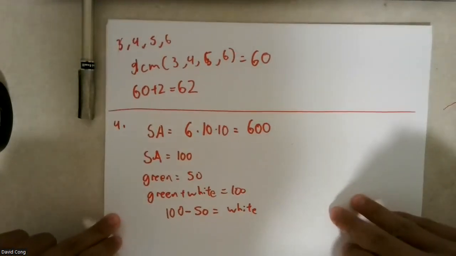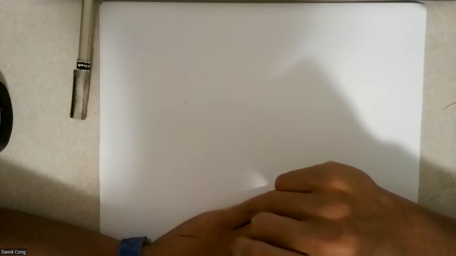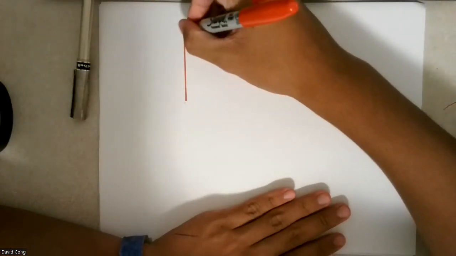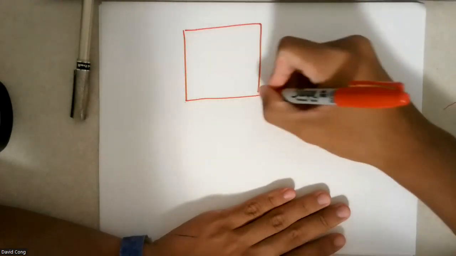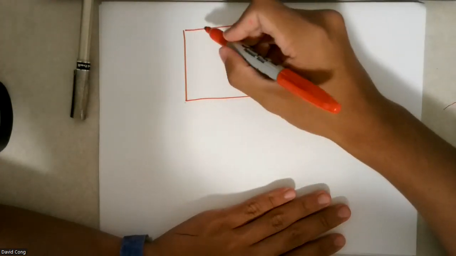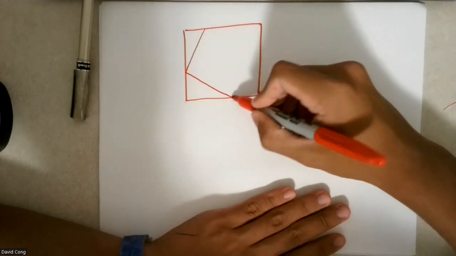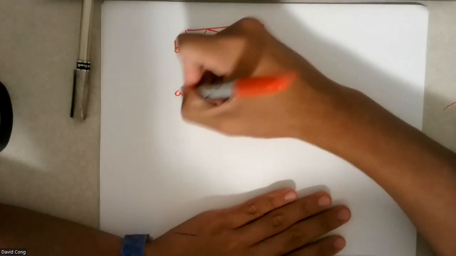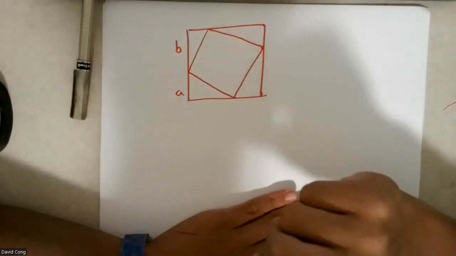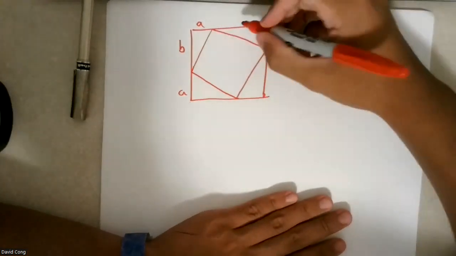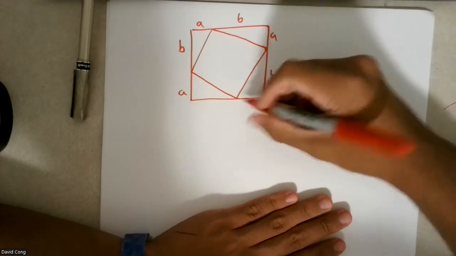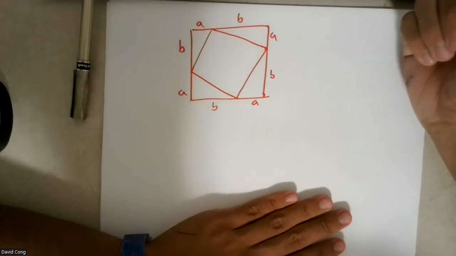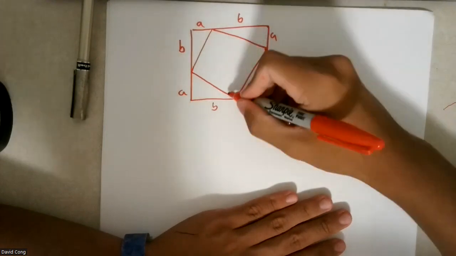On to number 5. This is a fun one. So we have a square with area 4 and a square of area 5. This is B, this is A, and because these are similar, you just do this across. And if you're wondering why, it's just similar triangles, this angle are the same.